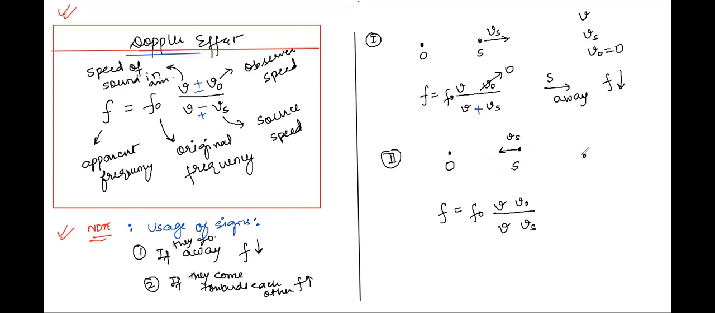So since the source is coming towards, in this case the apparent frequency should increase, correct? Increase. So in order for the frequency value to increase, we have to decrease the denominator. Correct? So we'll have a negative sign here. And of course, in this case also, the observer is stationary, so Vo will be zero. Are we clear with this, Karuna? Yes, sir.